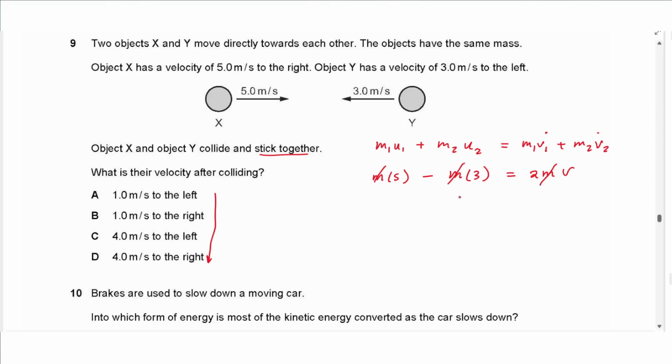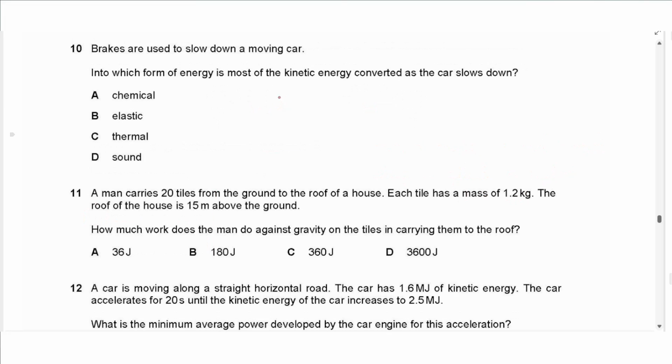So 5 minus 3, which is 2, is equal to 2v. So v is equal to positive 1, and we choose the 5 to be the positive and the 3 to be the negative, and 5 was to the right. So the answer is to the right, and the value is 1 meter per second. So we choose B.